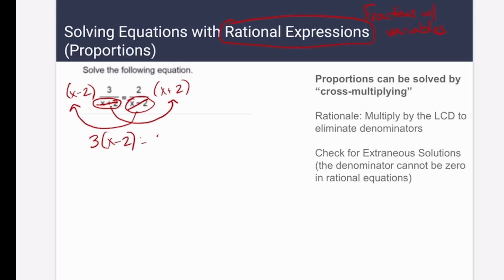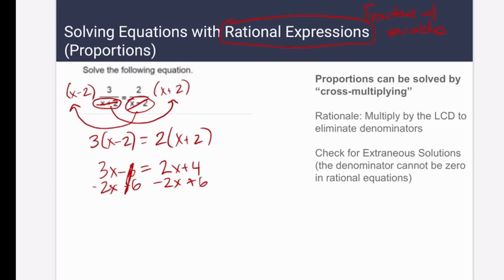And now we have a linear equation. So we just solve this and figure out our answer. 3x minus 6 is 2x plus 4, minus 2x. We could add the 6. Those cancel. Those cancel. So x is 10. Sweet. There you go.